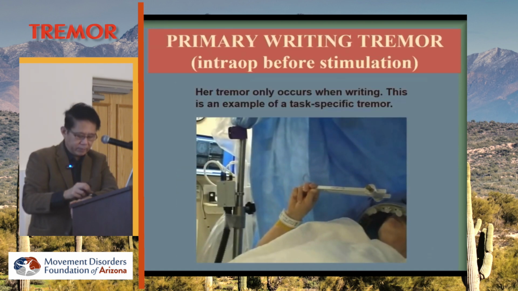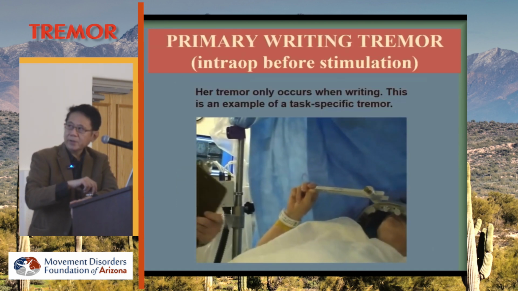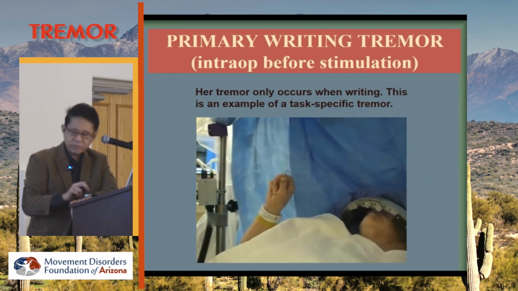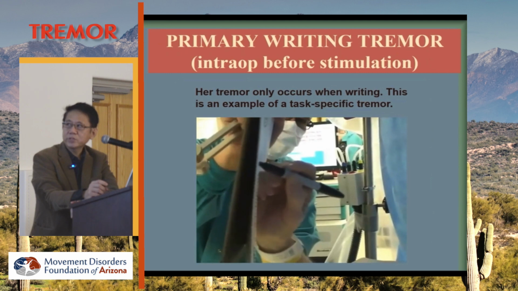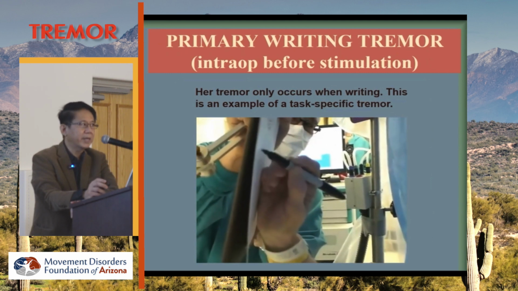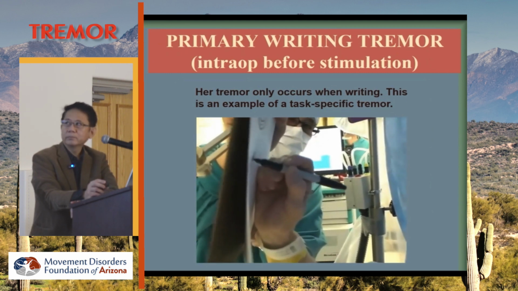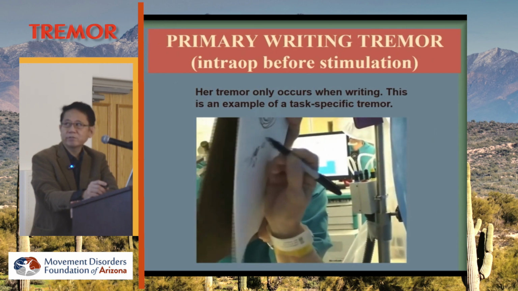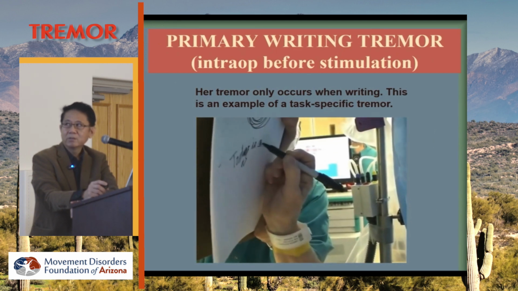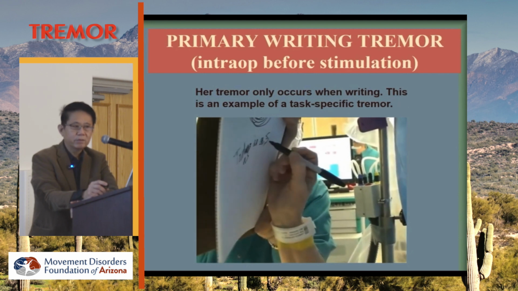Okay, here's a task-specific tremor called primary writing tremor. She doesn't have a tremor when she holds on to things, or raises her hand, or eats. It only happens when she's writing. She happens to be a high-level personal secretary of a CEO, and so she needs her hands to be steady when she writes. She does a lot of transcribing of meetings and notes and all that.